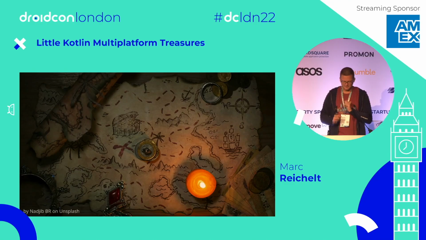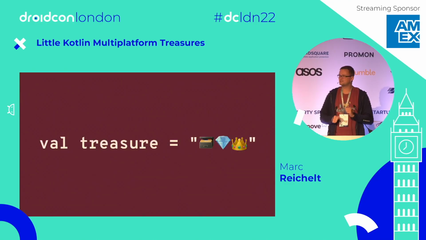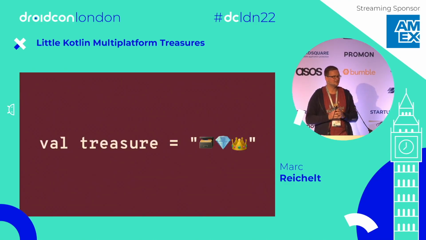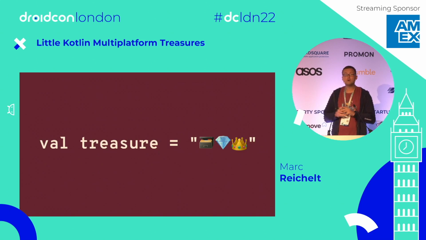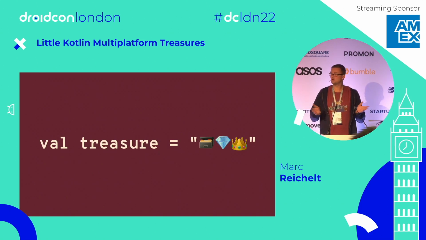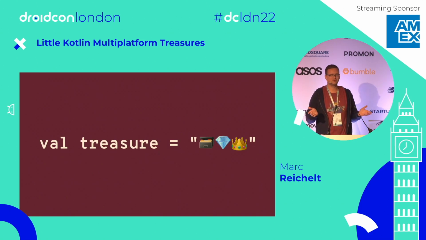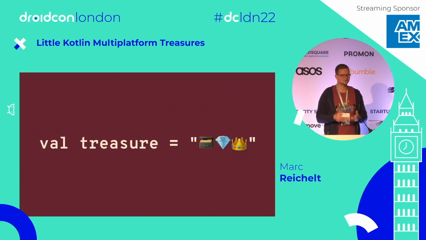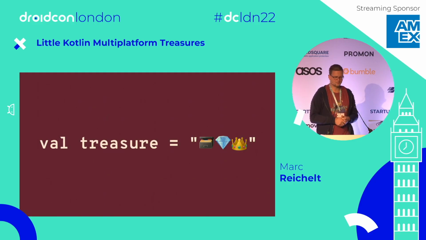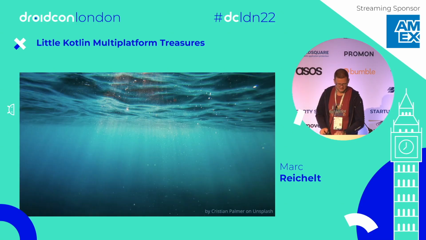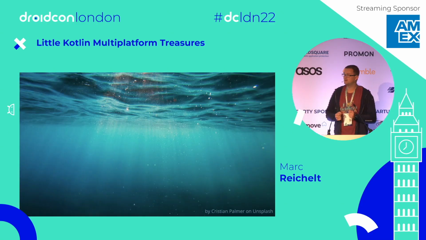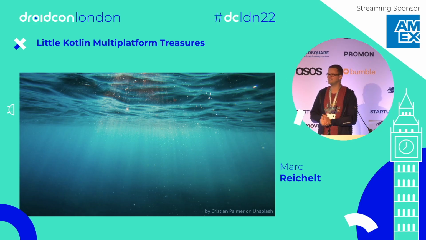So let's define what a treasure is so we can actually hunt them. I found out, astoundingly, that there's no emoji for a treasure chest. So please, if there are any Unicode people, or anyone with contact to someone behind Unicode, the treasure chest is an emoji that we really need, or at least I need it for my talk. We're going to dive deep into Kotlin Native and Kotlin Multiplatform, and let's see what we find.